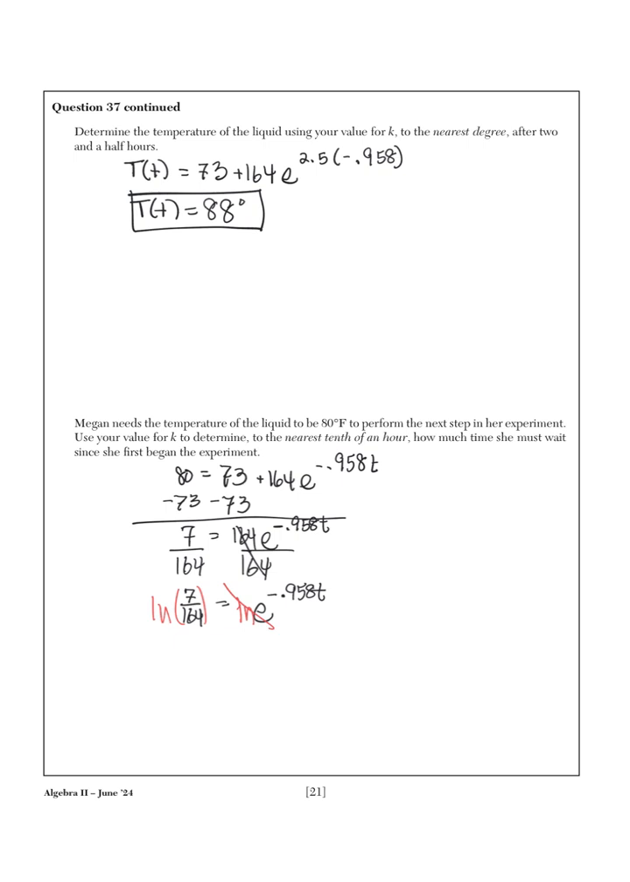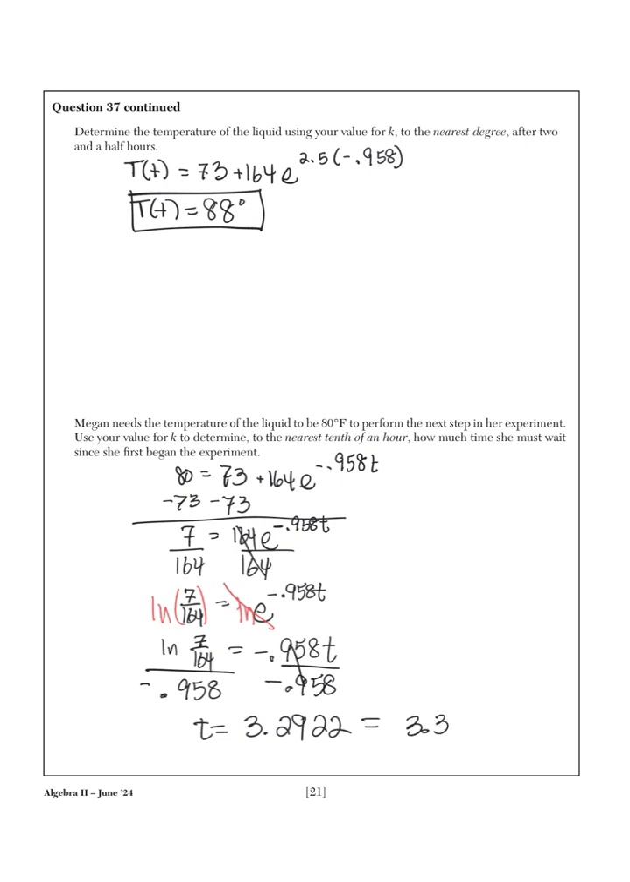So then I've got the ln of 7 over 164 equals negative 0.958t. To get the t by itself, we just divide. Let me stick that negative in there and throw that in your calculator. And I end up with t equals 3.2922. It says to the nearest tenth, so that would be 3.3 hours.